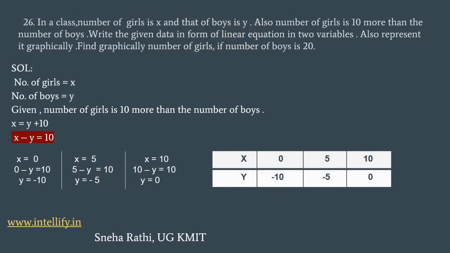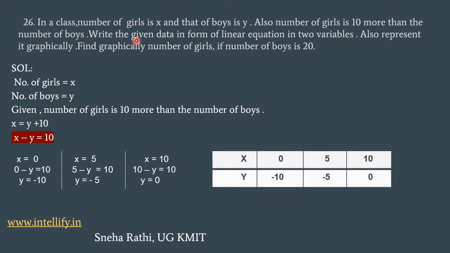26th question. In a class, the number of girls is x and that of boys is y. Also, the number of girls is 10 more than the number of boys. Write the given data in the form of a linear equation in two variables. Also, represent it graphically. Find graphically the number of girls if the number of boys is 20.